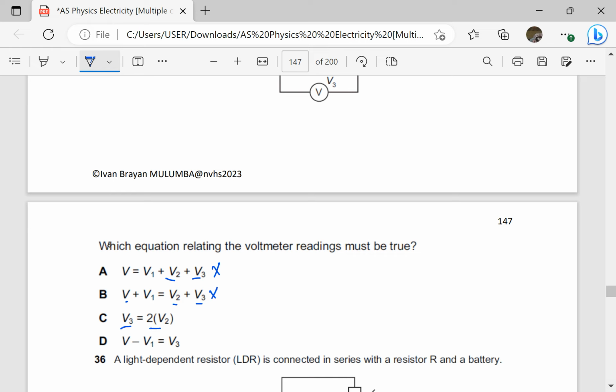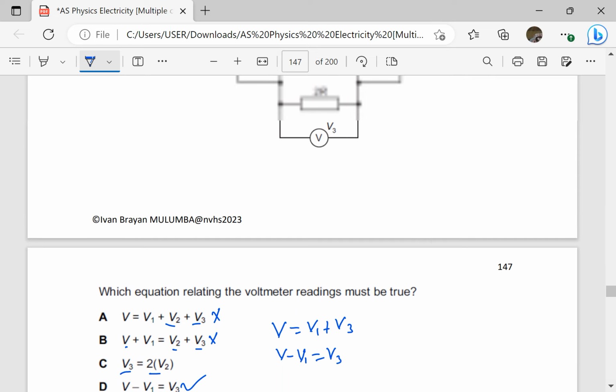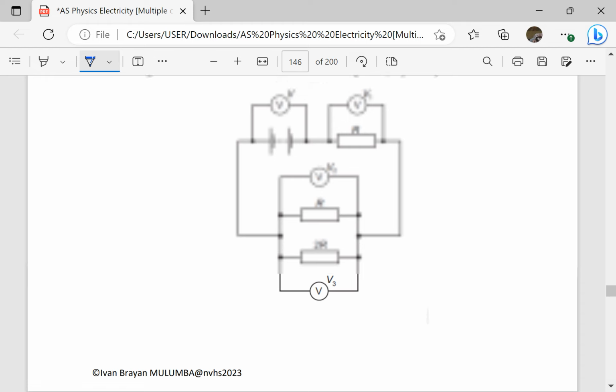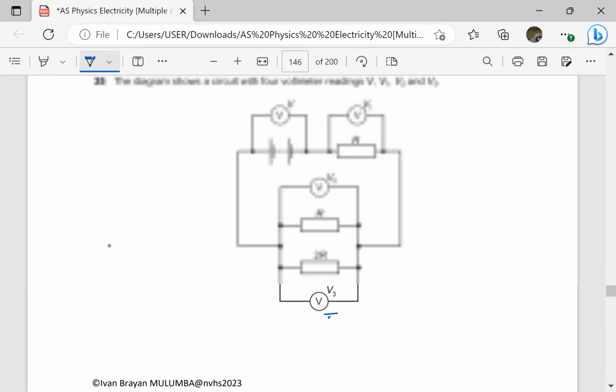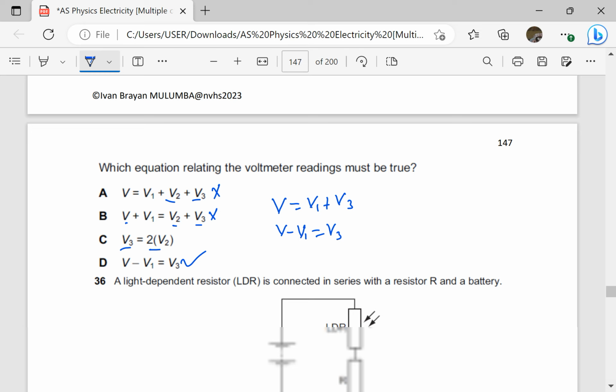V3 is equal to twice V2. That is not true. I think this is the most appropriate equation because we had that V was equal to V1 plus V3, which means V minus V1 can be equal to V3. I think that makes sense. V minus V1 is equal to V3. I think we have seen that. The PD V3 here, when I add it to V1, I can get V. So that is V minus V1 is equal to V3.